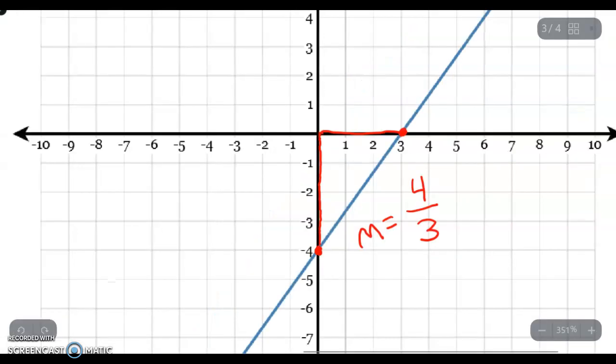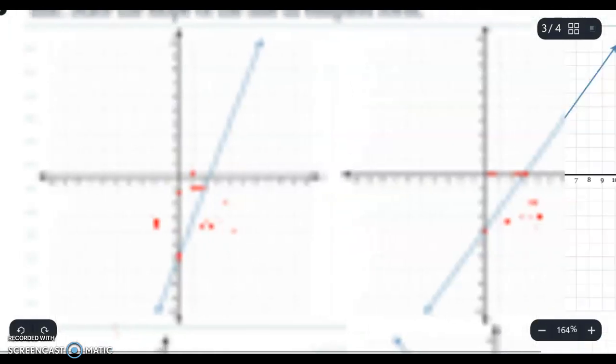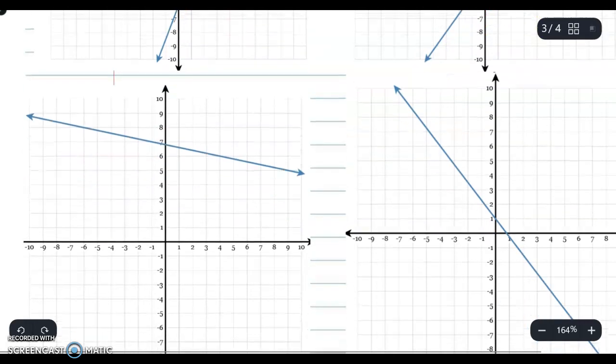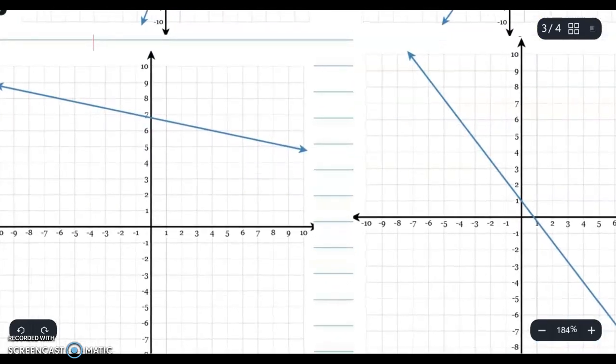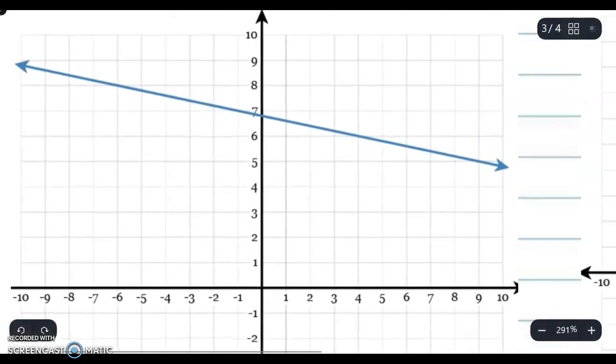Alright, let's take a look at another example. Notice how on both of these, they're going up and the slope on both of them is positive. Well, on both of these, they're going down and the slope on these is going to be negative. I'm going to show you how to do that, and it's not hard at all. It's pretty much the same thing.